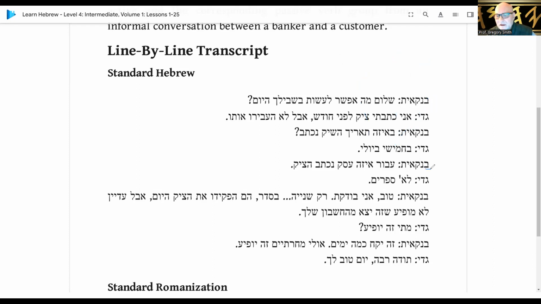Okay, so Bankait. Try to get that memorized. בנקאית. Bankait. All right, Bankait. I'm going awful slow through this because a lot of this is new vocabulary for me.